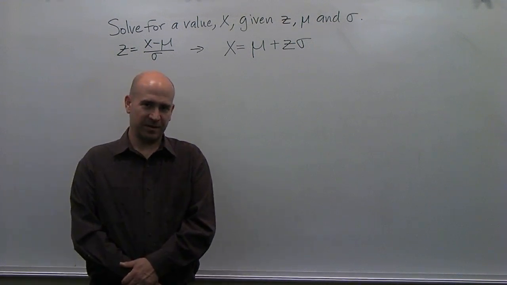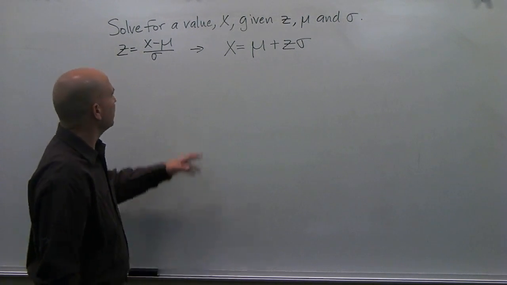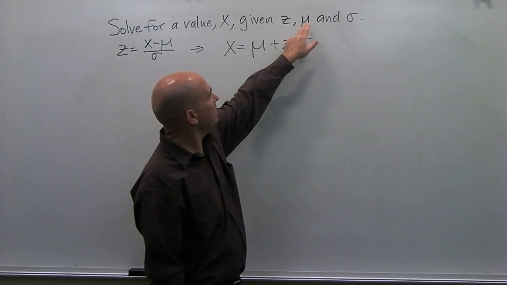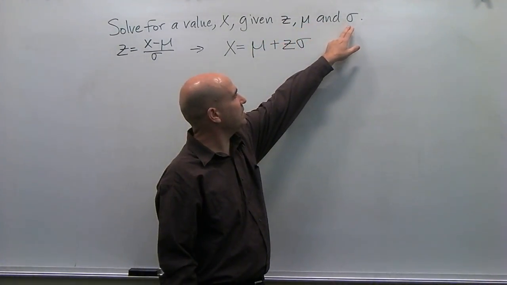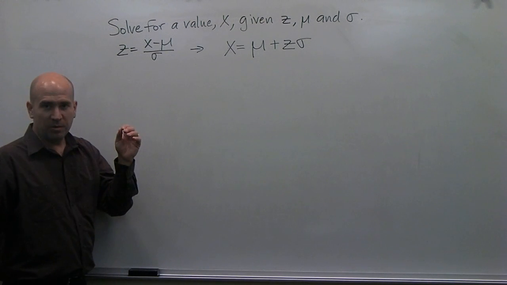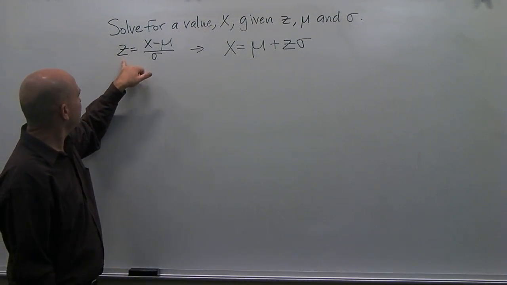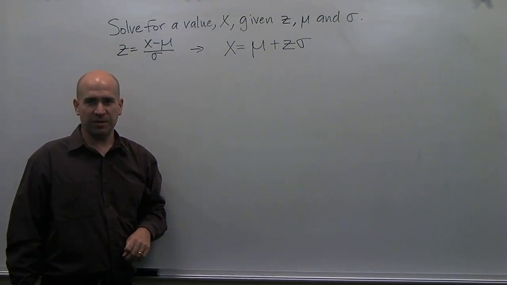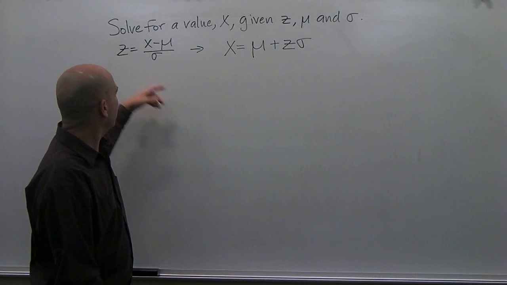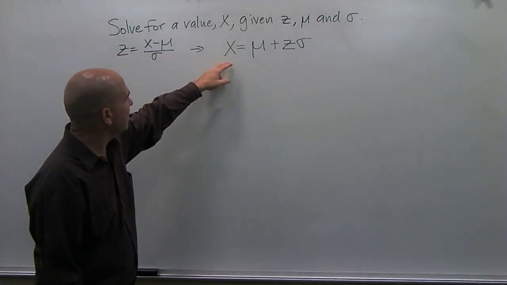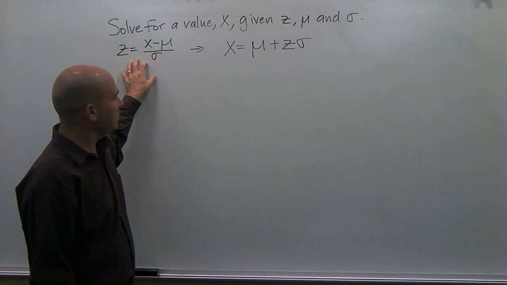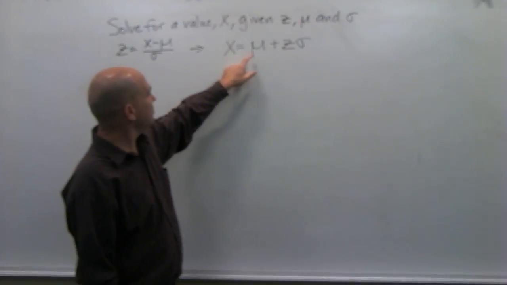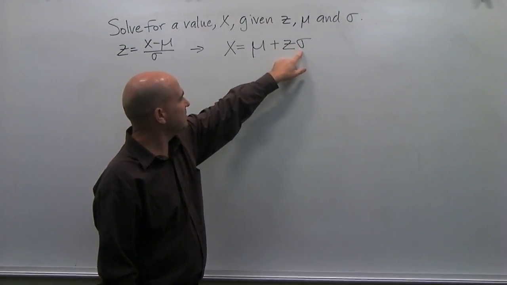Here we're going to change gears a bit. Instead of solving for a z, we're going to solve for a value x this time, given a z, mean, and population standard deviation. We used to use the z-score formula, and now through algebraic manipulation, which I'm not going to go into here, we could solve for x instead. If we did that, this formula would be re-expressed as the following. X equals mu plus z times sigma.